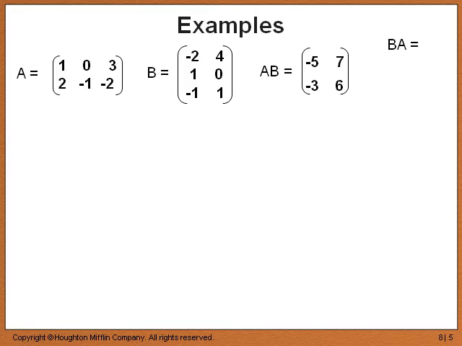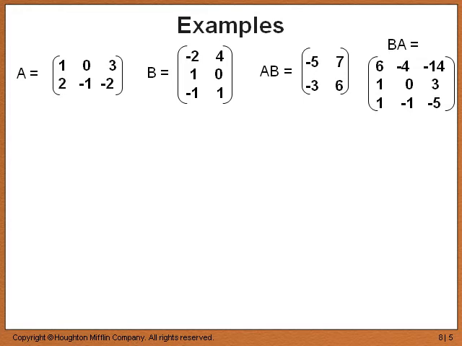Okay, now you should calculate BA. Again, pause the video, calculate that on your own, and then resume when you have an answer. And BA is 6, -4, -14, 1, 0, 3, 1, -1, -5.